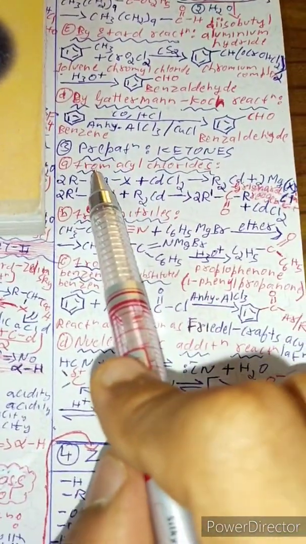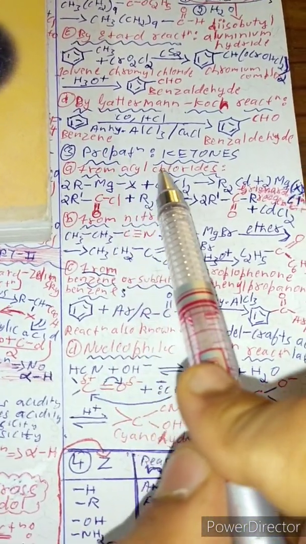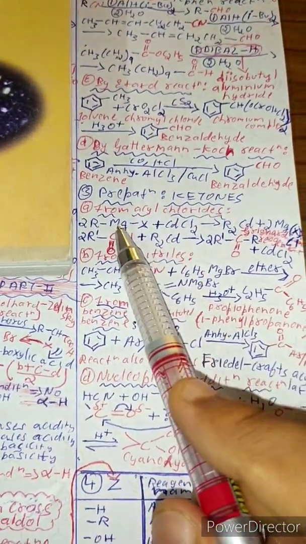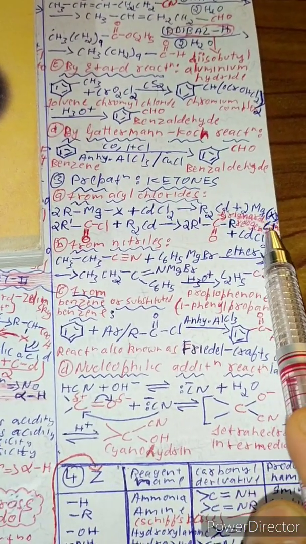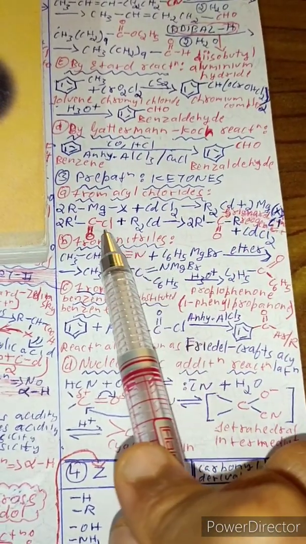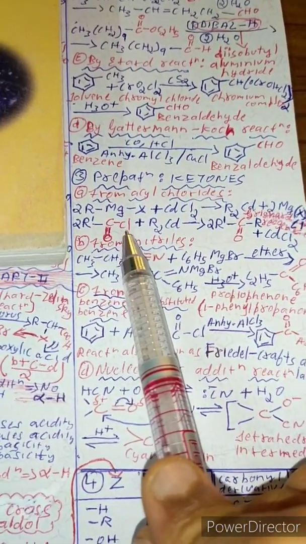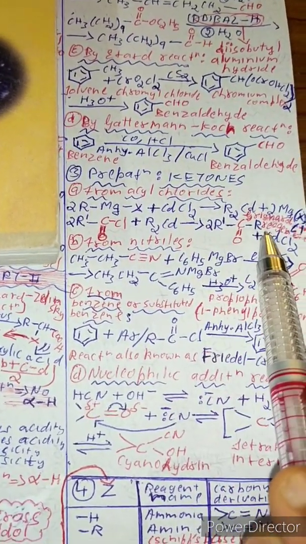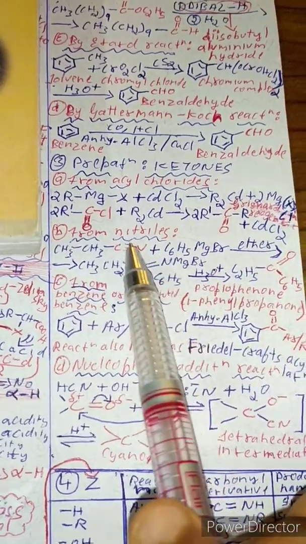Next is preparation of ketones. First of all, ketone is prepared from acyl chloride. First we studied preparation of aldehydes, then ketones, and after that carboxylic acids. From acyl chloride: 2RMgX plus cadmium chloride gives R2Cd plus 2MgXCl, where RMgX is a Grignard reagent. And 2R-C double bond O-Cl plus R2Cd gives 2R-C double bond O-R and cadmium chloride.